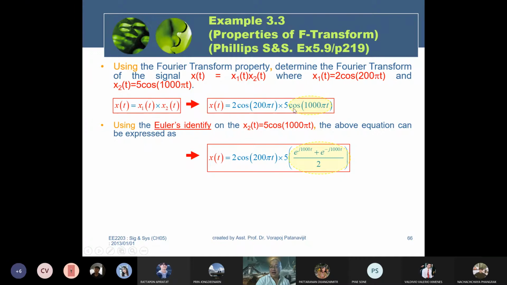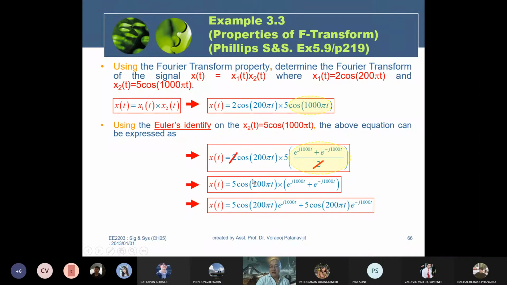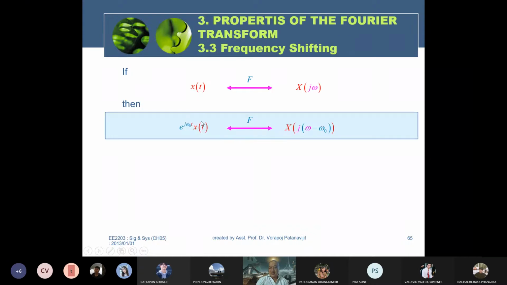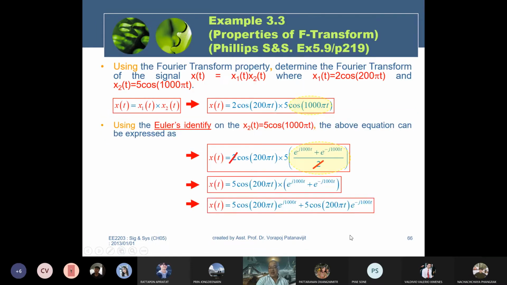But here, before we multiply them, we can express the cosines using the Euler relations, changing them to complex exponential form. By this property, multiplying by a complex exponential in time equals a shifting property in the frequency domain, right? This thing you can do forwards or backwards. Multiplying by the complex exponential in time equals shifting in the frequency domain. In this case, you are shifting by 1000.